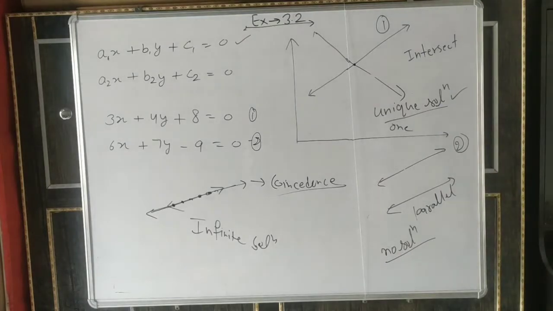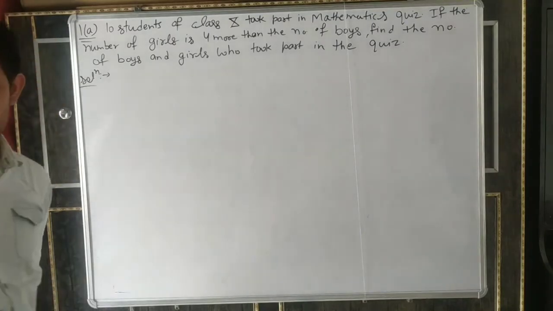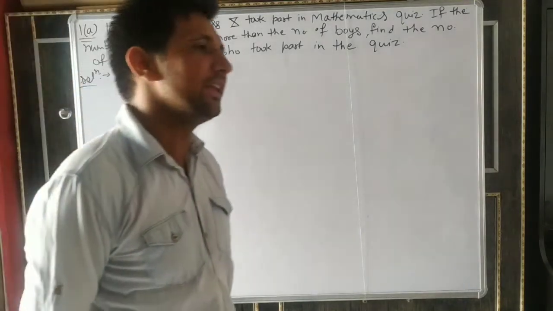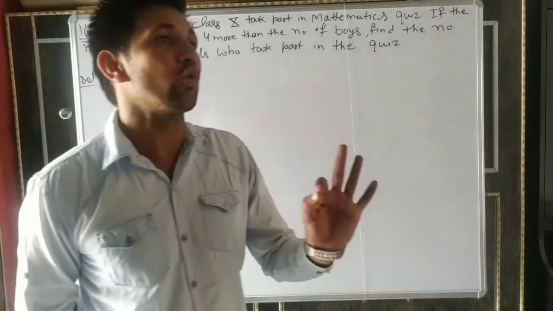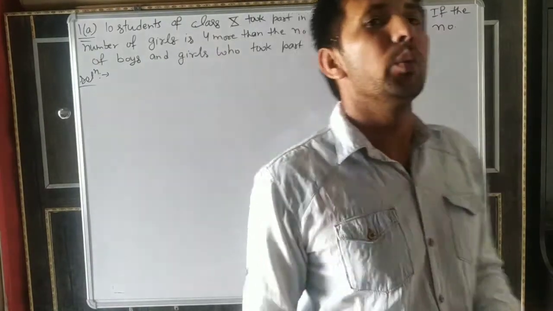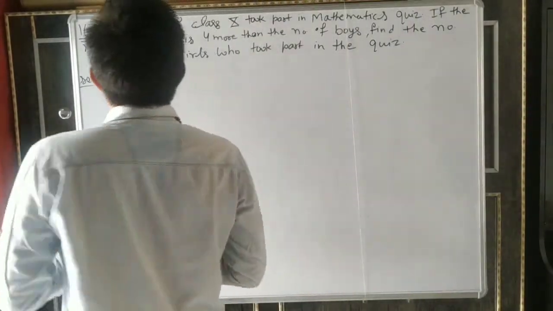Look now. Question number 1, first part. What is given in question number 1? From the pair of linear equations in the following problems, find their solution graphically. We have to find their solution graphically. So what is given?